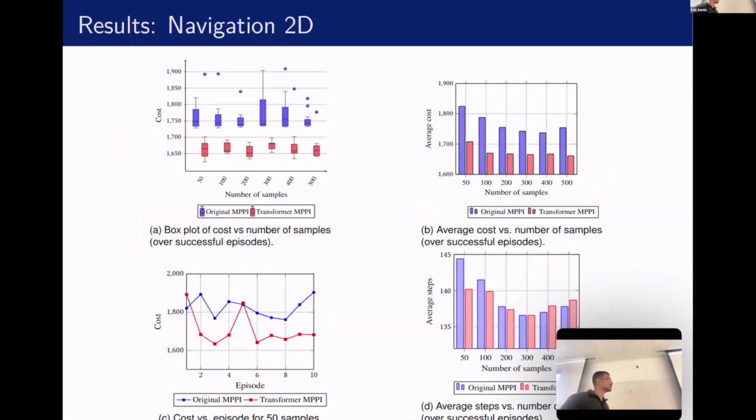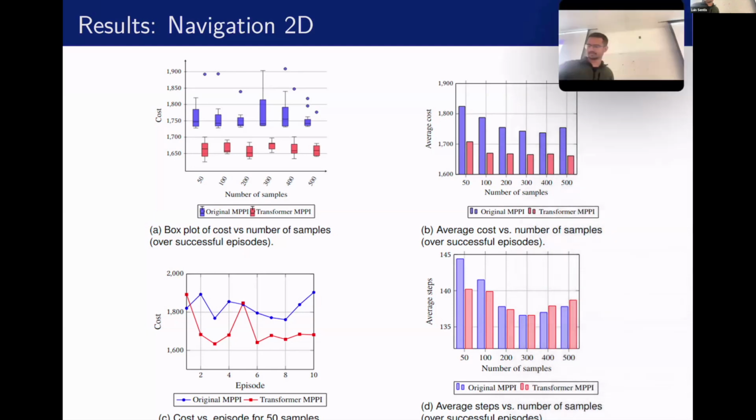So coming to the results, as you can see, the red one is the transformer MPPI and the blue one is the original MPPI, and this is a box plot. The cost is significantly less as we increase the number of samples. That is the first observation. The second observation is, when we consider the episodes over which we are taking the average, you can see consistently the transformer MPPI is lower than the blue curve, which is a good thing.